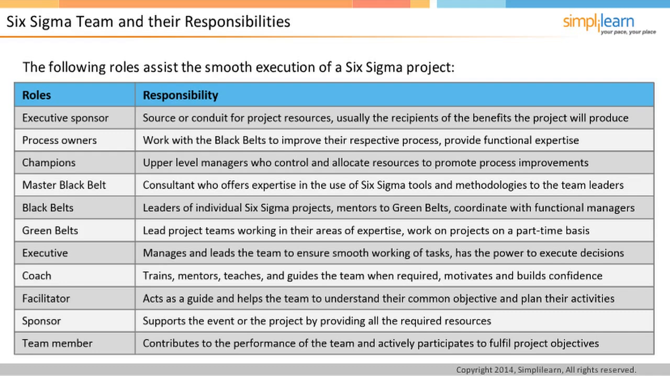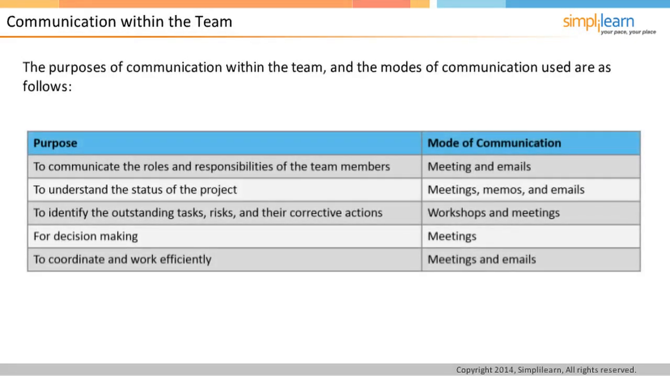Let us understand communication within the team in this screen. The purpose of communication within the team and the modes of communication used are as follows. Meetings and emails are suitable to communicate the roles and responsibilities of the team members. Meetings, memos, and emails are used by the team to understand the project status. Workshops and meetings are conducted to identify the outstanding tasks, risks, and their corrective actions. Team meetings assist decision-making. Meetings and emails ensure coordination and efficient work.